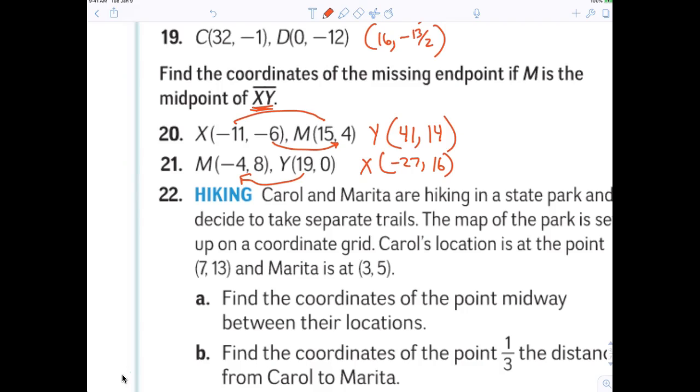How do you get -27? Because from 19 to -4, I went what? Back how many? 23. Do you agree? Yeah. Oh, and then you add 4. So if I go back another 23, starting at -4, I would be at -27. Oh, okay. True? Yeah. All right.